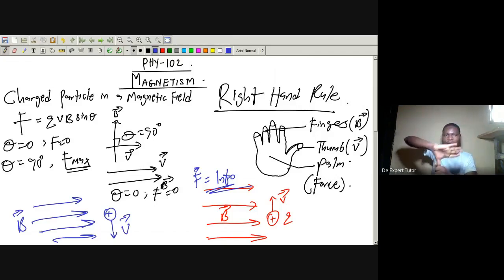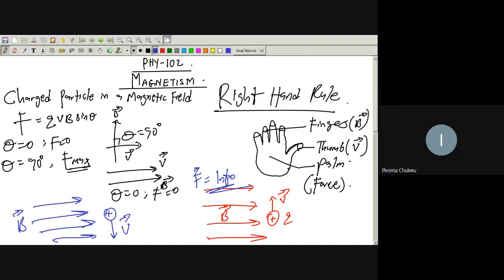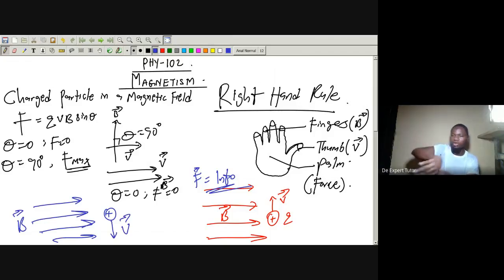This one is facing down. And don't forget, this direction like this is not right. The magnetic field moves this way, so your finger should follow that direction. Are we together? Yeah. Then you observe, this one is coming downward, this is going this way. So therefore, the force is coming out of the page. Are we together? Yeah, the force is coming out of the page. Exactly.